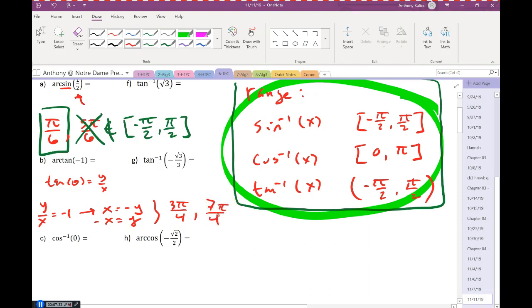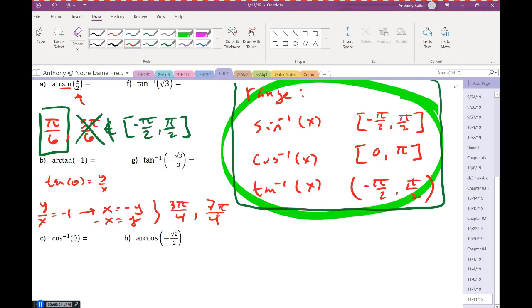I see 3 pi over 4, and I see 7 pi over 4. At 3 pi over 4, the x-coordinate is negative square root 2 over 2, and the y-coordinate is positive square root 2 over 2. If I take y and divide it by x, I get negative 1, because they're the exact same fractions, except the only difference is the sign is for one is negative and the other is positive. Do we see that?